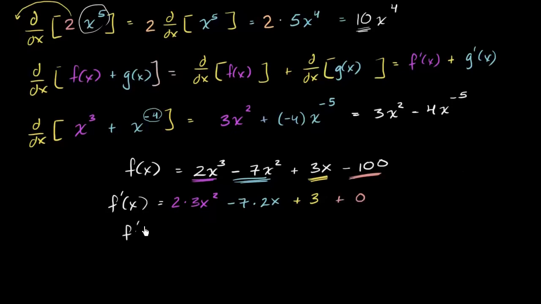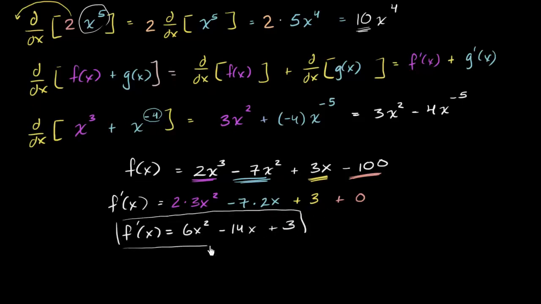And so now we are ready to simplify. The derivative of f is going to be 2 times 3x squared, which is just 6x squared. Negative 7 times 2x is negative 14x, plus 3, and we don't have to write the 0 there. And we're done. We now have all the properties in our tool belt to find the derivative of any polynomial, and actually things that even go beyond polynomials.